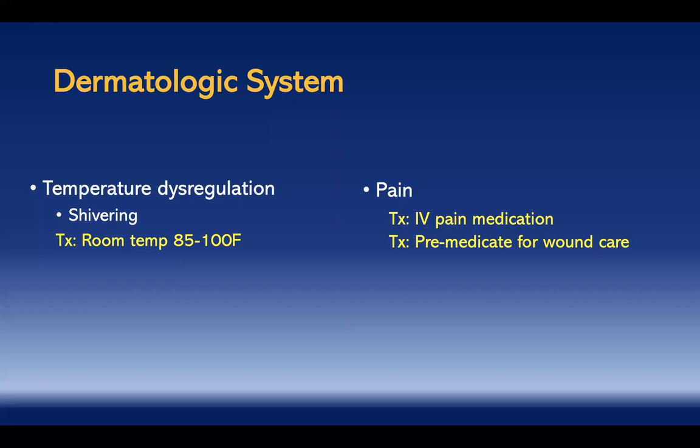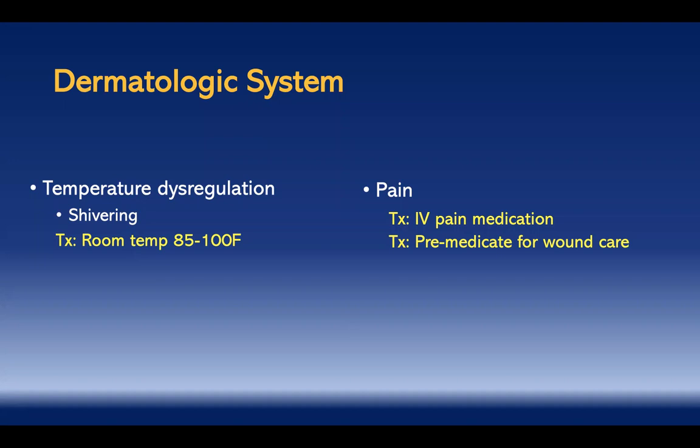And then we're going to need to treat pain. So remember, these patients can be in severe pain. The 3rd and 4th degree burns, of course, they're not going to have pain because the nerve endings have been burned off, but around the edges of those wounds, there can be 1st and 2nd degree burns that can cause significant pain. So these patients are going to need IV pain medication, and these patients need to be pre-medicated for wound care. So that they've got medication on board before any wound care is done.